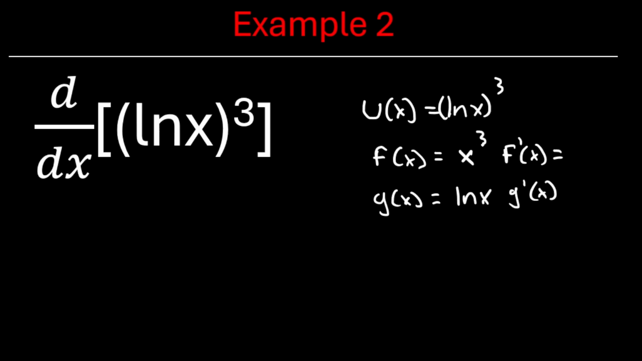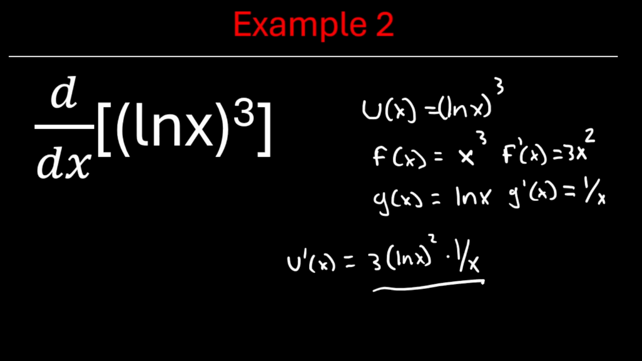For f prime, use the power rule, bring that power in front, turn it into a coefficient, and decrease the power by 1. We get 3x squared. And then g prime of x, the derivative of ln x, is simply 1 over x. So now, straightforward plug and chug to get u prime of x. You get 3 (ln x) squared times 1 over x is our answer. Now again, if you want to simplify it, make it neater, you get 3 (ln x) squared over x.